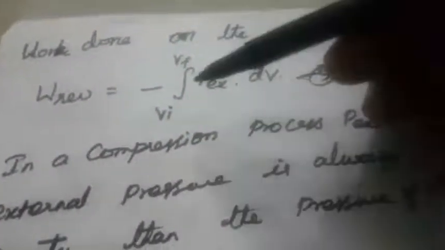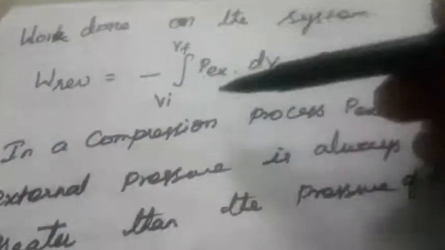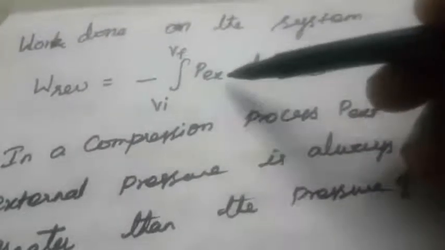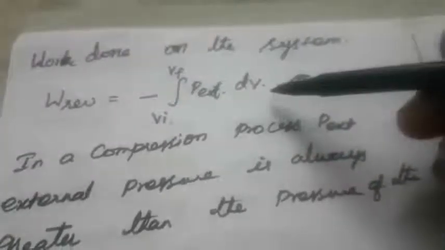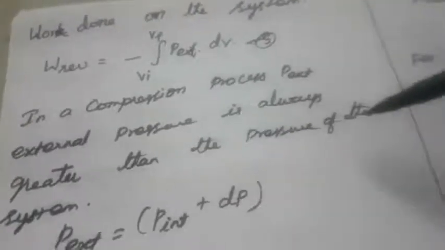Next, how to calculate the work done on the system? In a reversible process, the work done on the system depends on the external pressure, the initial volume and the final volume, that is delta V, or dV. In a compression process, the external pressure is always greater than the pressure of the system.